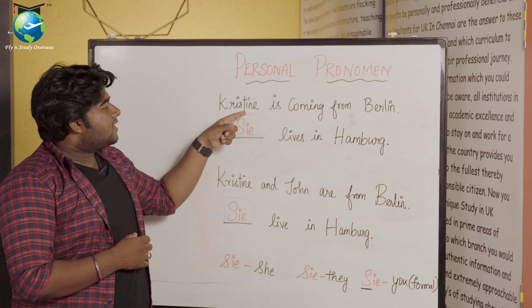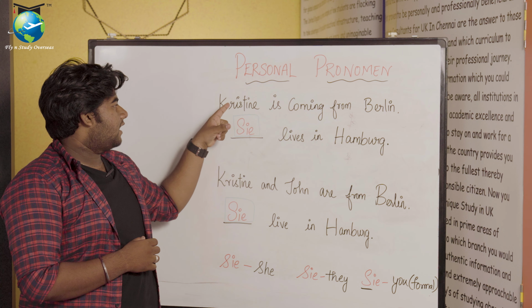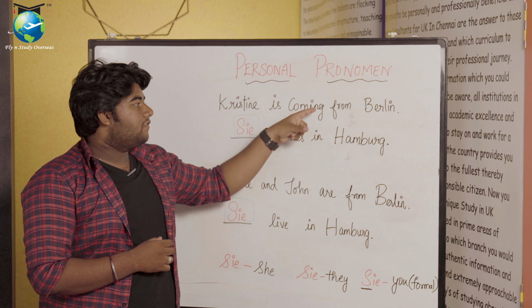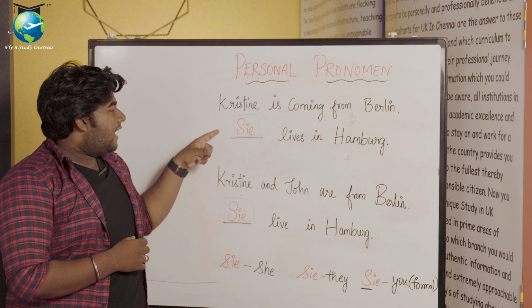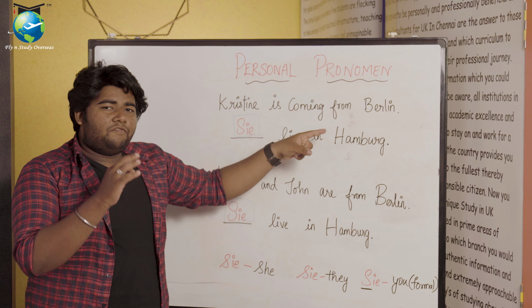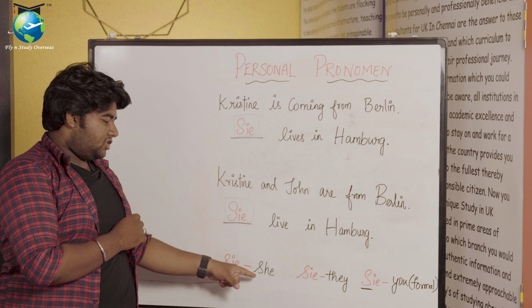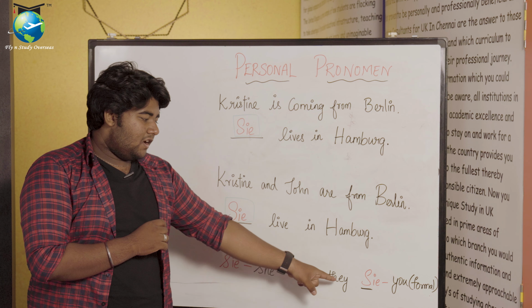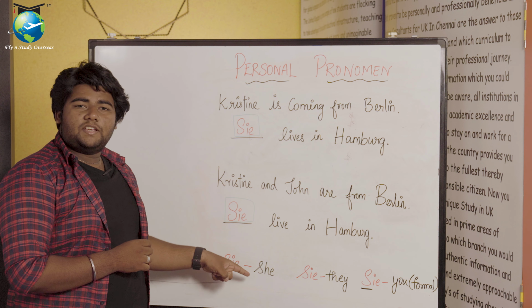See, Christine is coming from Berlin. Okay, this is my first sentence. Listen carefully. Christine is coming from Berlin. I've ended the sentence here and I started a new sentence. Dash lives in Hamburg. Okay, I want you to tell me which sie I will be using here. Will I use sie, the she, or sie, they, or this one, you? Obviously, I'll use the she, right?